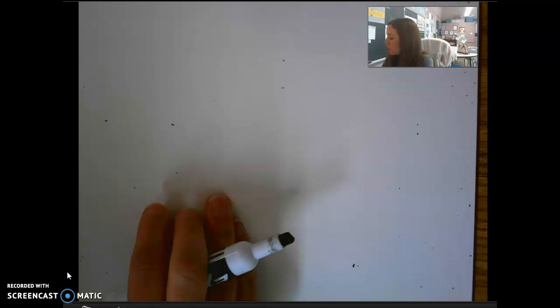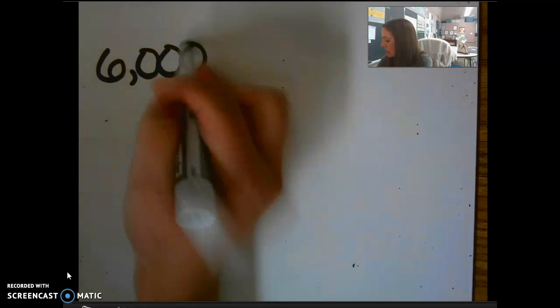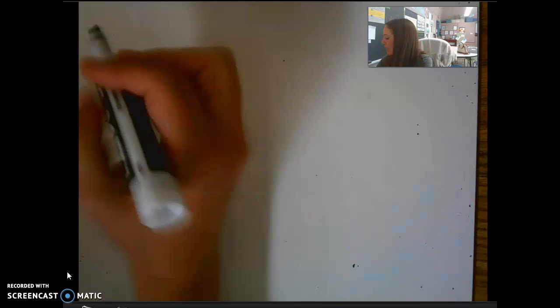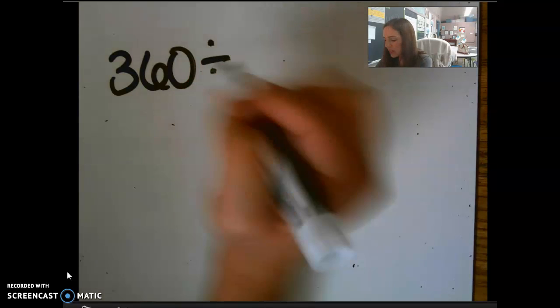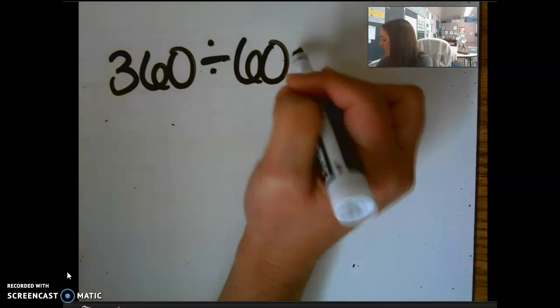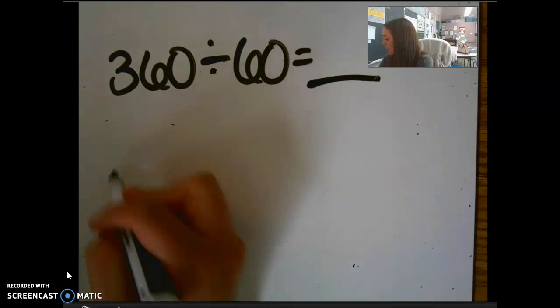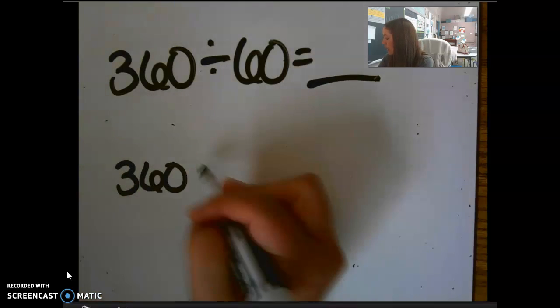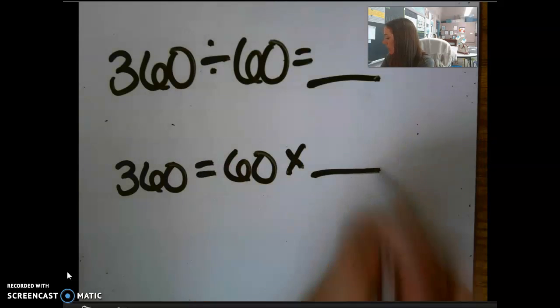Let's look at one more. 6,000, oops, not that one. I'm going to do that one later. 360 divided by 60. Okay, once again, we're going to rewrite it as a multiplication problem. 360 is equal to 60 times what?